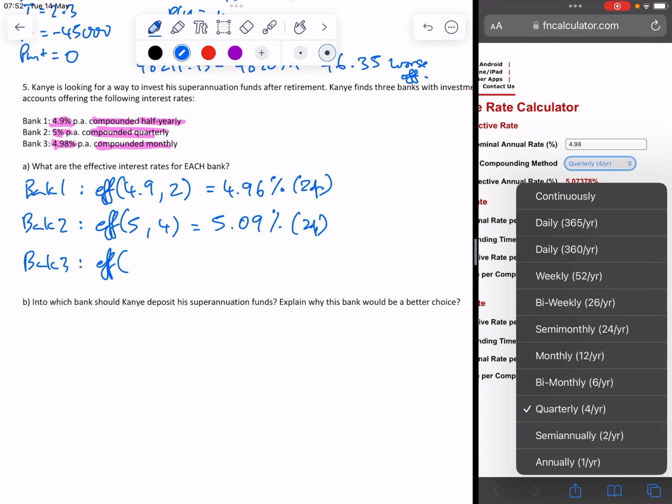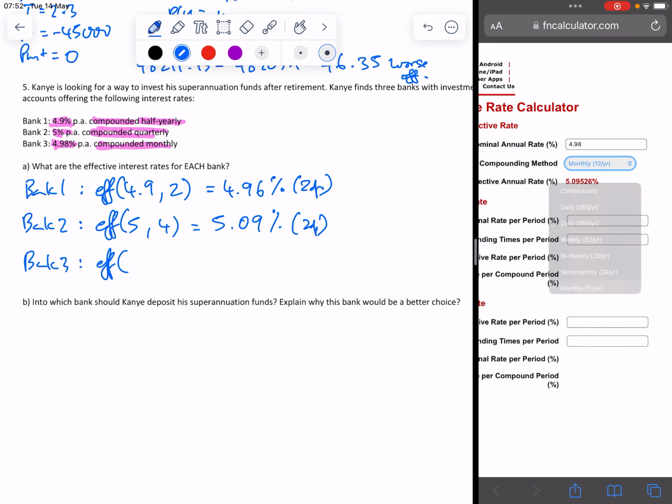So, oh no, not 5. 4.98. 12 times a year, so that's going to be 5.09526. So that rounds to 5.10, rounded to 2 decimal points. Those are the effective rates.